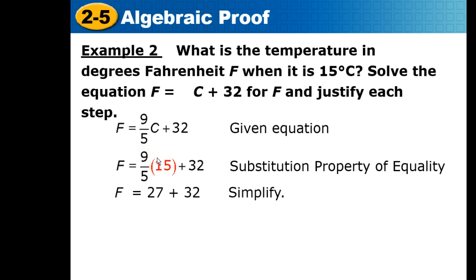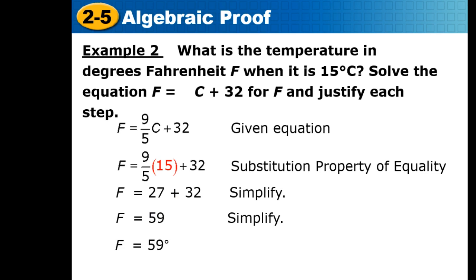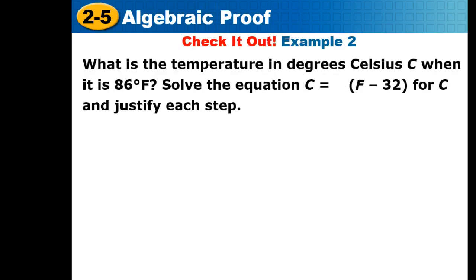Okay? If you're using your calculator for this and you're going to do 9/5, you need to hit 9 divided by 5 first, or use parentheses, 9 divided by 5, end parenthesis, then times it by 15. Either way, you're going to get 27 when you do that. We're going to add 32, and we're going to simplify again to get 59. Remember, we always put our units when we're finished, so our final answer is F equals 59 degrees.